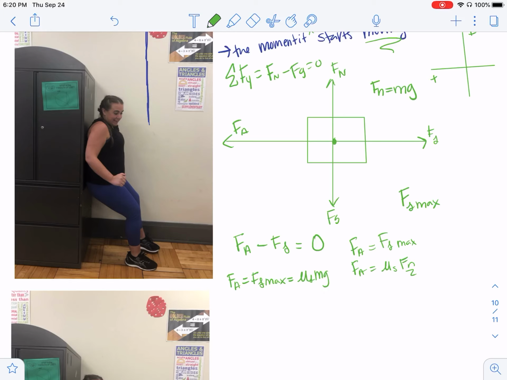So whatever is the mu between the shed and the floor, times the weight of the shed, or sorry, the mass of the shed and gravity, so just the weight of the shed, is equal to both the maximum static force and my applied force. That is how much force I had to put into this to finally make it move.